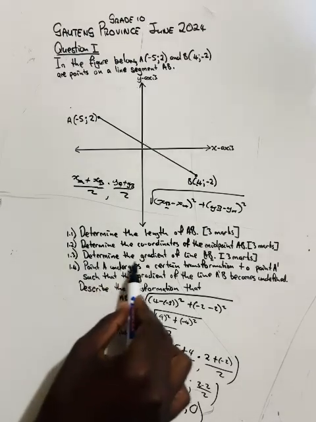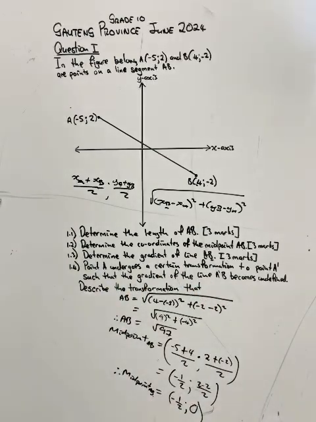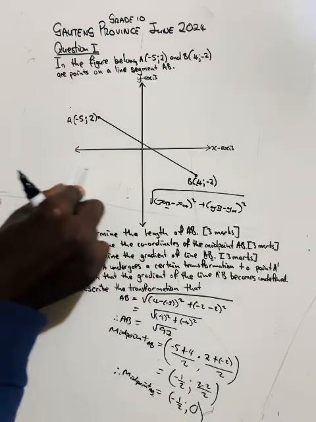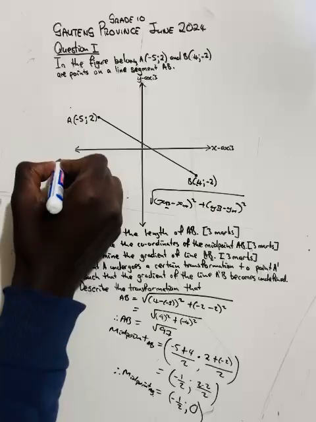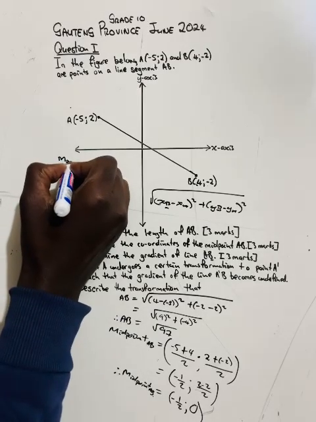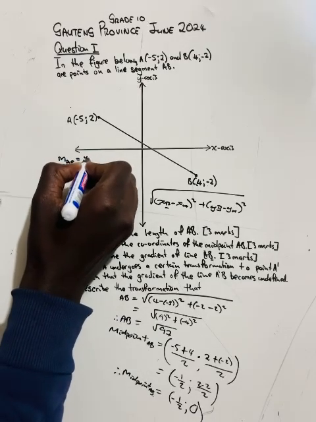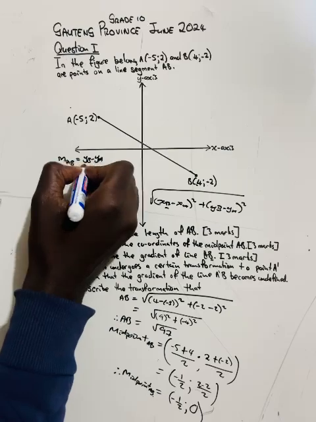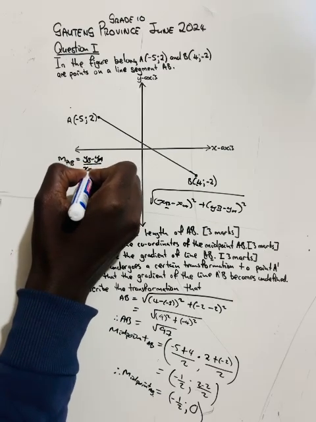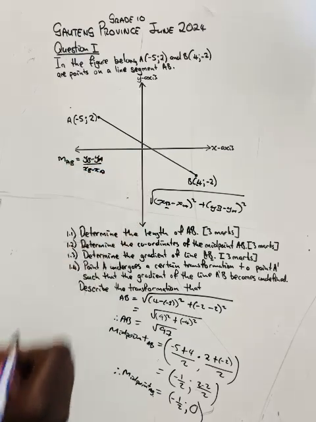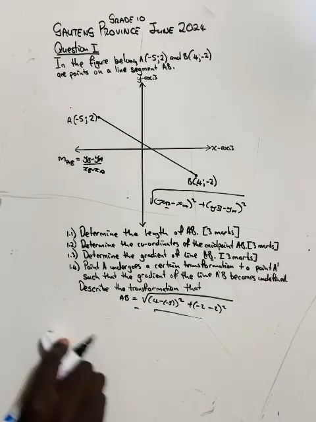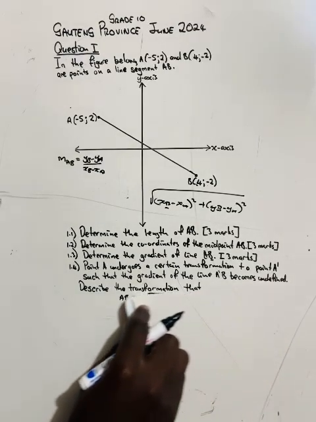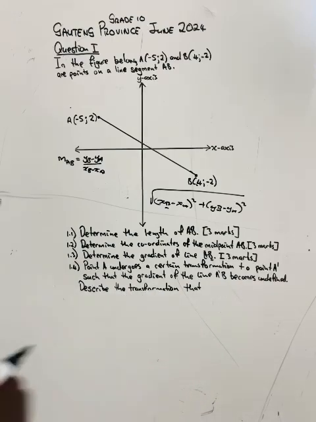Now they say determine the gradient of line AB. When you want to determine the gradient, you use the gradient formula. And what does the gradient formula say? We say M represents gradient. So the gradient of AB is equal to YB minus YA all over XB minus XA. So now what am I going to do? I'm just erasing here so that I can have some space to perform the calculations.